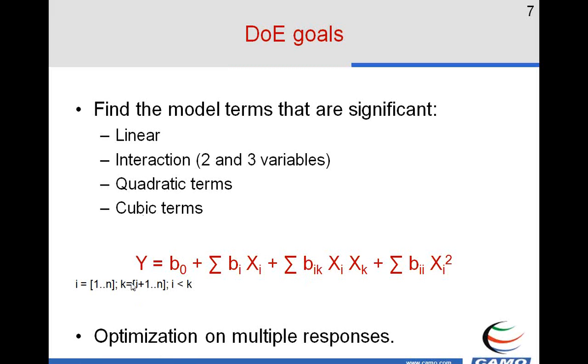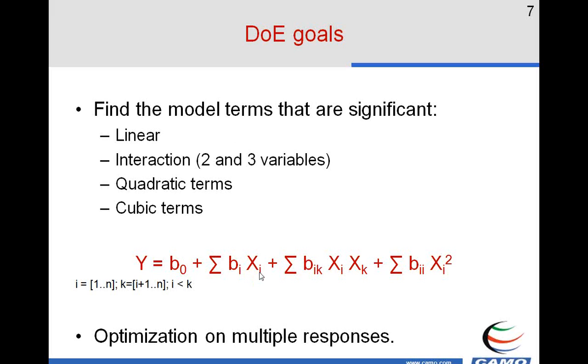So here I wrote an equation. You have y, which is the response, equal to a combination of b coefficients. So here we have b0. And then we have other coefficients that are related to different types of factors. Here we have the main effect factor. Here we have the interaction between 2 factors. And here we have some square terms, so quadratic terms.